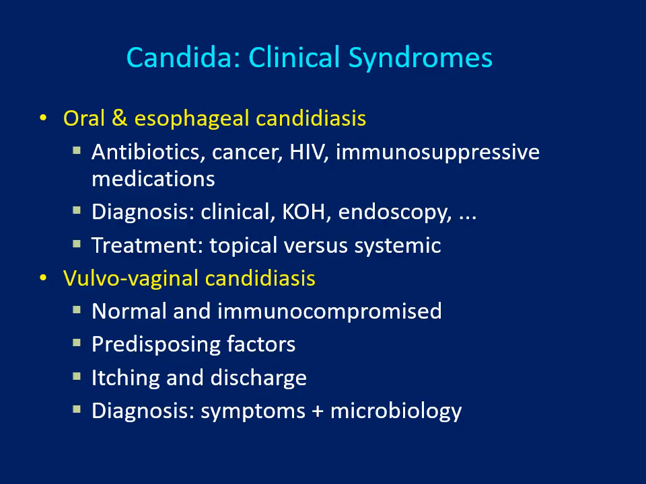Oral and esophageal candidiasis can result from antibiotics, or can happen in a cancer patient on chemotherapy, in an HIV patient, or in patients who are receiving immunosuppressive treatment. The diagnosis is clinical. We do a KOH smear on scraping, and if we suspect esophagitis, we need to do endoscopy to document the involvement of the esophagus.